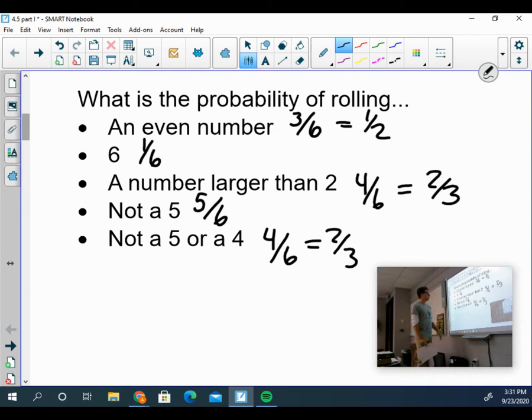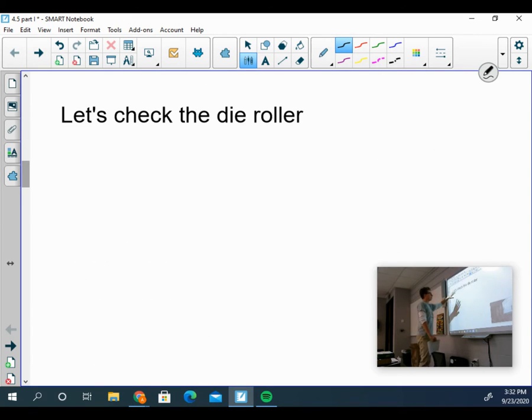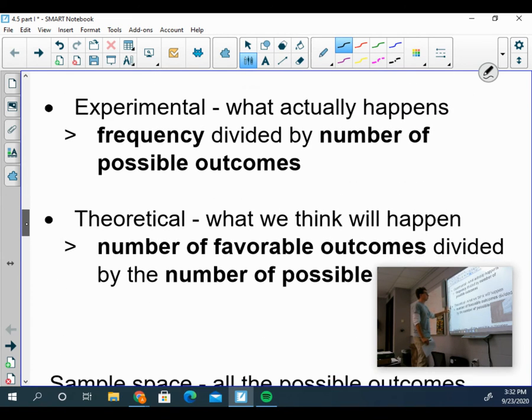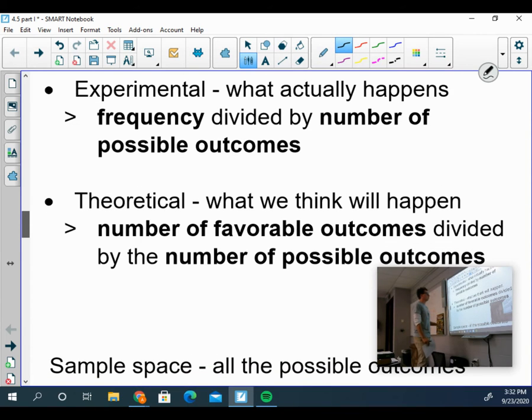Think about it for the number 6. The favorable outcome is rolling a 6. That could happen one way. And there are 6 possible outcomes, thus 1 over 6. Again, experimental probability is if we used a simulated die roller on the internet, or we physically rolled a die 7 times. The amount of times you rolled the die would be on the bottom, and the amount of times you achieved the number you were looking for would be on the top. Again, experimental versus theoretical probability.